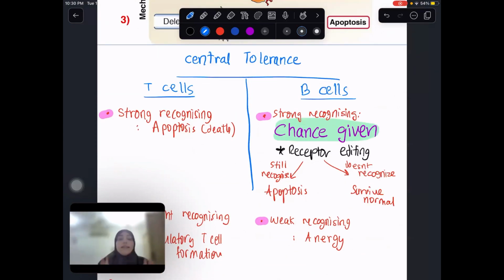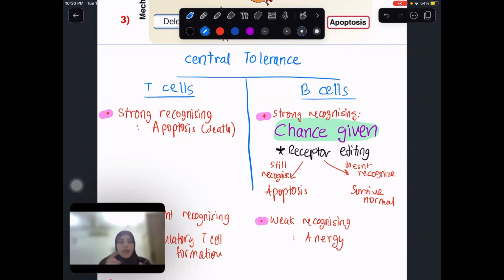As I said, there's central tolerance and peripheral tolerance. Central tolerance is tolerance happening in the central lymphoid organs, which are the primary lymphoid organs, the thymus and the bone marrow, and peripheral tolerance is in the peripheral lymphoid organs or secondary lymphoid organs. Central tolerance is of T cells and B cells. As I mentioned, the immune cells are not supposed to react to the self-antigen. The immune cells are not supposed to recognize or respond to the self-antigen.